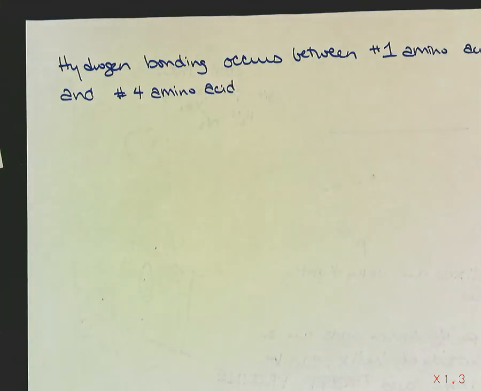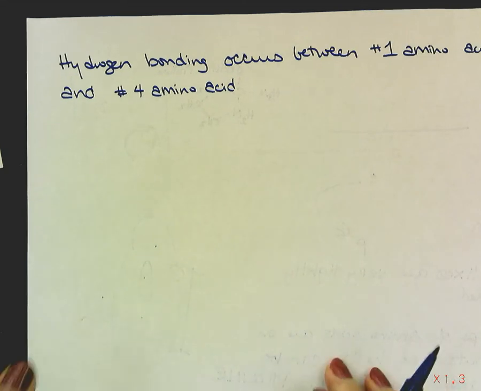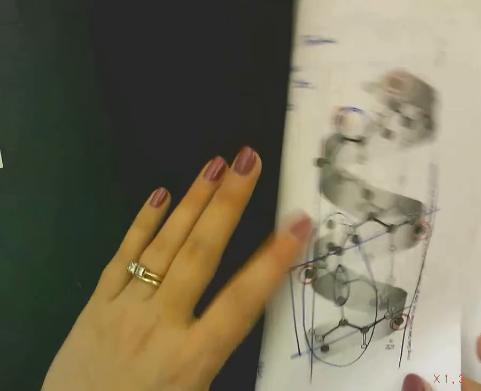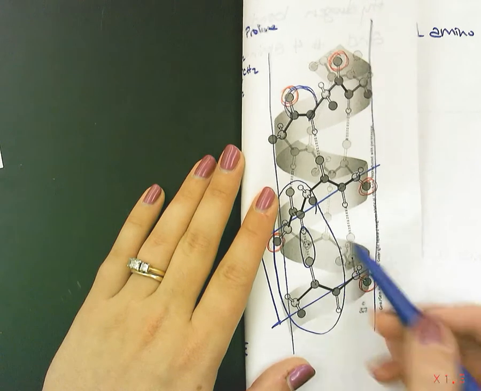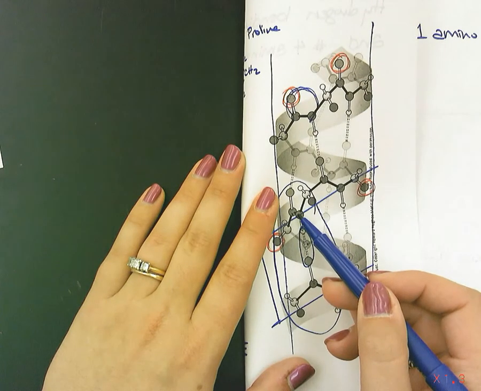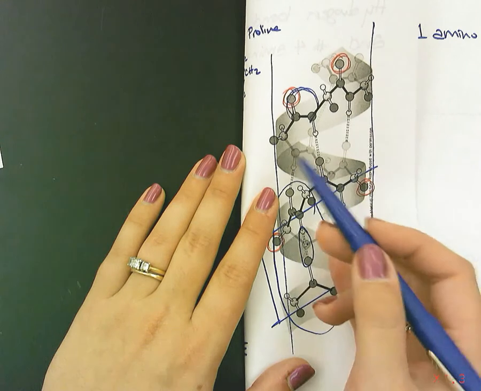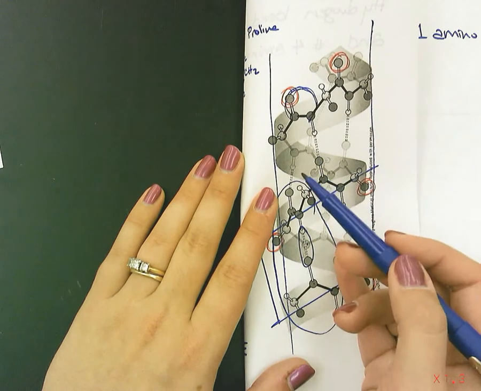So hydrogen bonding occurs between the first amino acid and the fourth, and then the fourth and eighth, and 8 and 12. So if you're looking at your picture back over here, this is amino acid number 1, and it's going to interact with amino acid number 4. And I count a few more over.